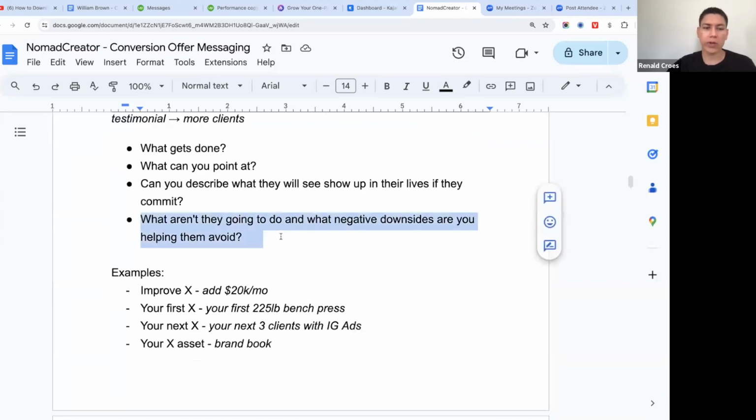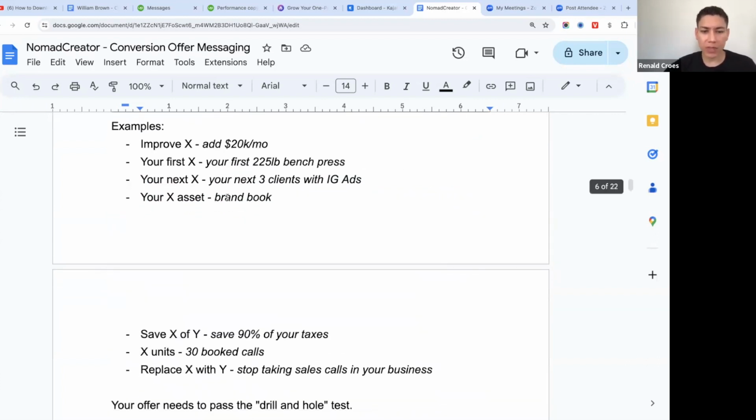And then the fourth question is, why aren't they going to do it? Or what negative downside are you helping them avoid? So if they don't complete that step, what are the consequences? Okay, an example you can utilize is if you want to improve XYZ, you can add something income driven, your first X, Y, and Z achievement.